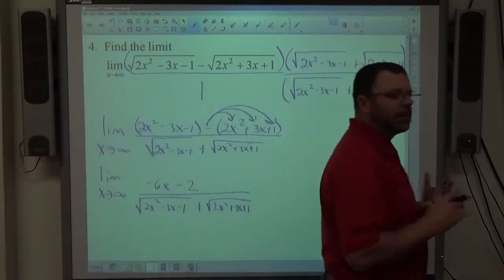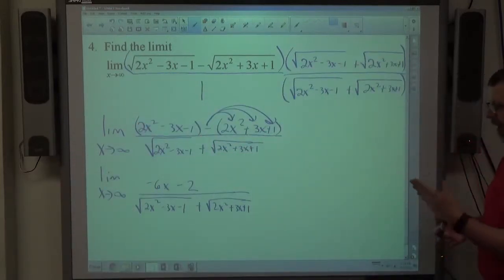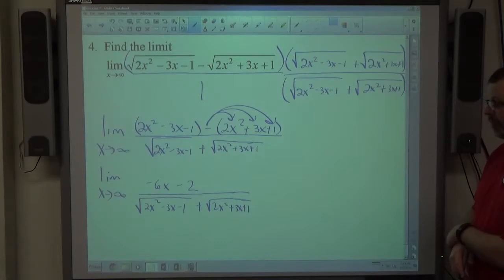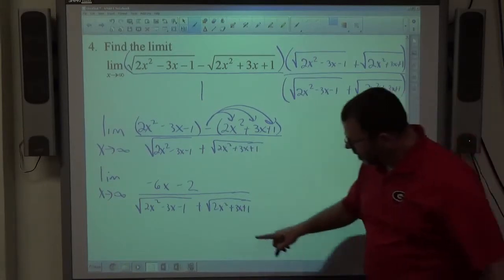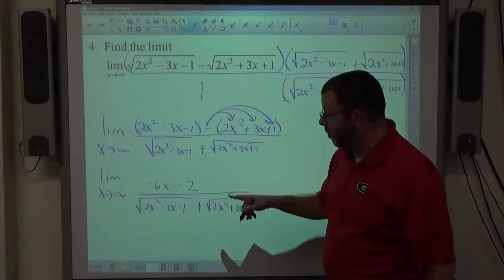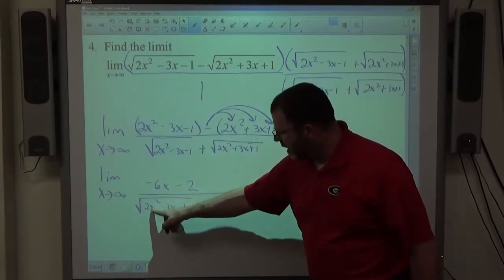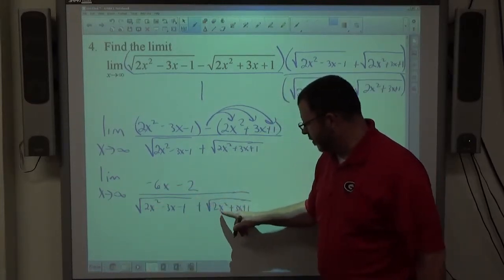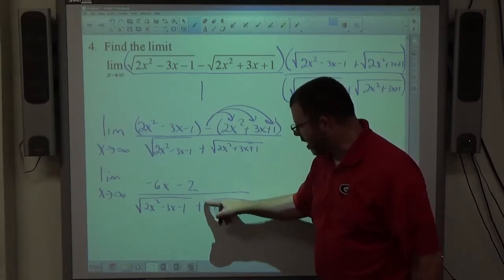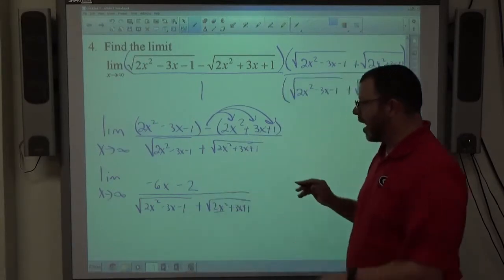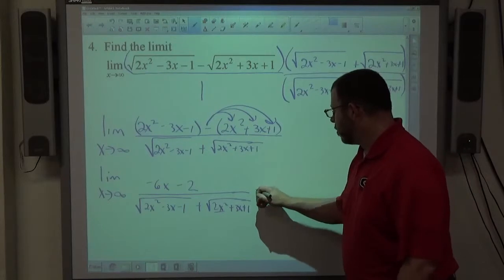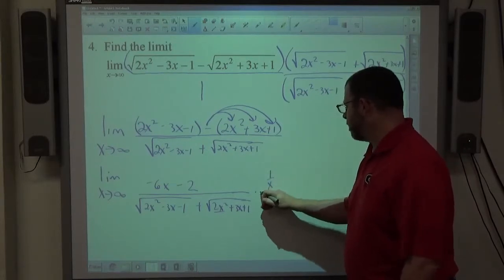At this point we have a similar structure to what we had on the last problem, where we have a rational structure, simplified rational structure, and I'm going to find the highest power of x in the entire problem. X to the first, x to the first, x to the first. So again, inside the radical, squared divided by 2 is first. So altogether the highest power is the first power. So multiply top by 1 over x, bottom by 1 over x.